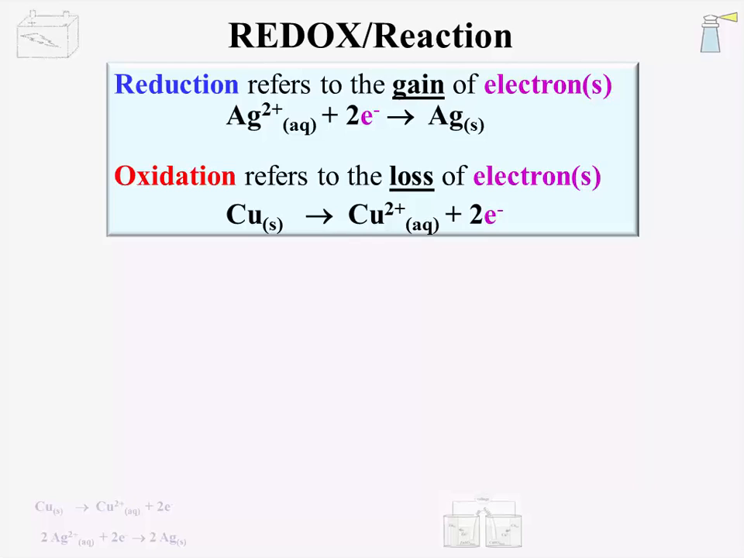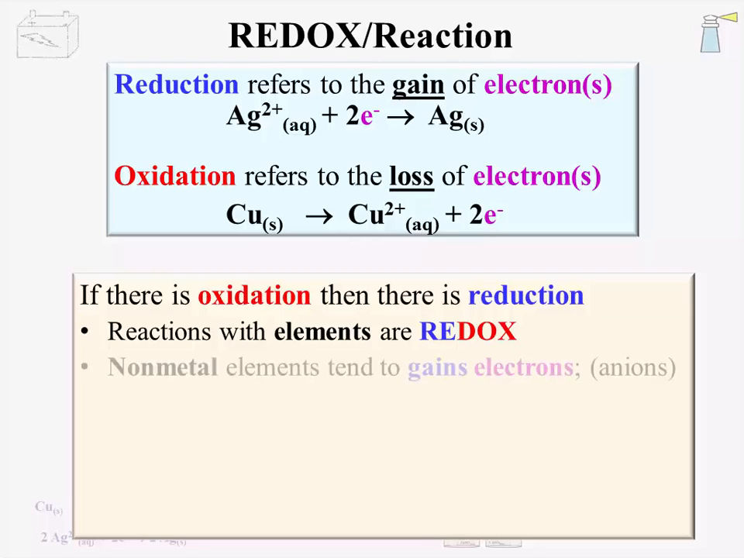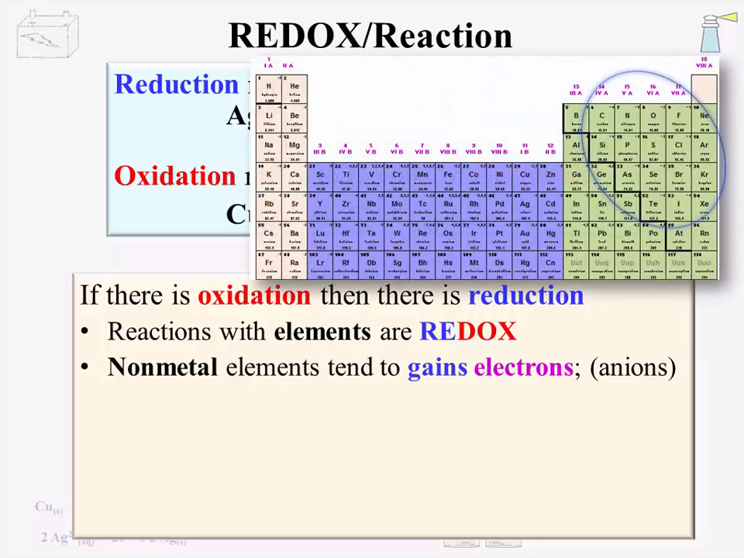All right, a couple points to give us additional perspective on the subject. We begin by restating that if there is oxidation, then there is reduction, and vice versa. Reactions with elements are always redox reactions. If an element reacts, it will either gain or lose an electron. Nonmetal elements tend to gain electrons. They often form anions. Consulting the periodic table has nonmetals in this region and includes the strong oxidizing agent fluorine, as we saw earlier. Fluorine tends to gain an electron and become reduced.